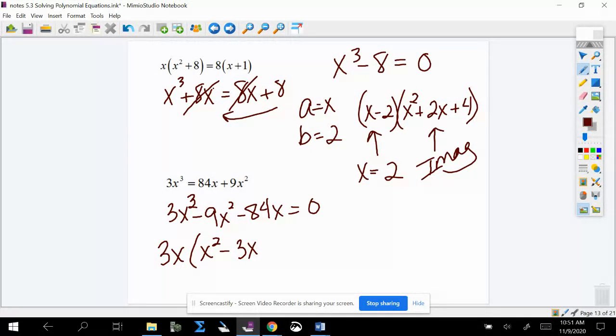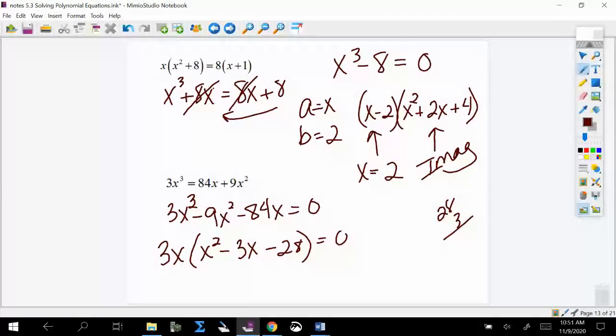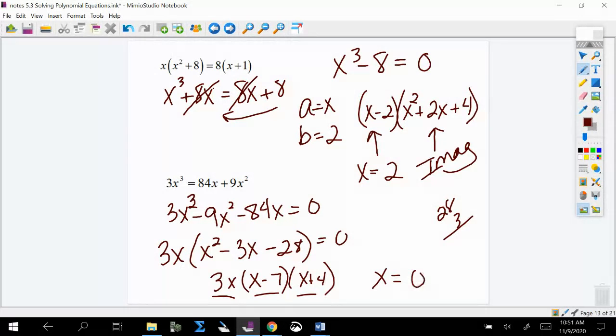All right, what's 84 divided by 3? 28, I think. 28 times 3 is 84. So minus 28. Now I can go a little further. I need two numbers that multiply to get negative 28 and add to get negative 3. So 28 is 7 times 4. So that's going to be x minus 7, x plus 4. I have three solutions here because I have three x values. I have no imaginary, all real solutions, 0, 7, and negative 4.